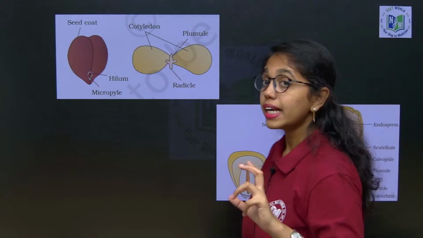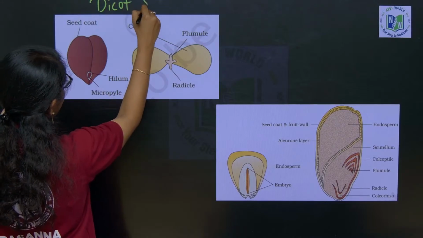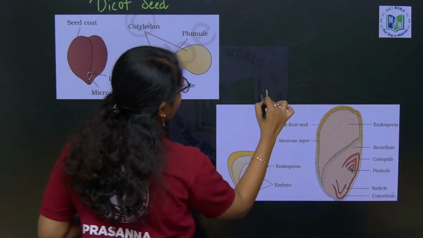And then if you see dicot and monocot seed, dicot seed and monocot seed.